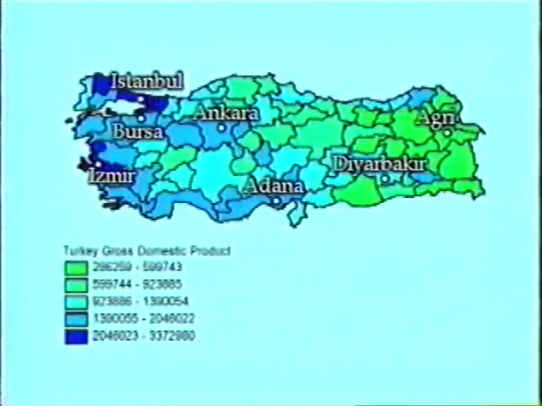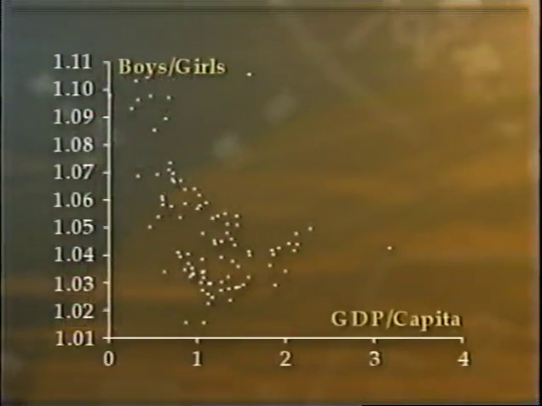The average income level shows considerable variation across Turkish provinces. The correlation coefficient between GDP per person and the sex ratio among 0 to 9-year-olds is minus 0.33. It would appear that the economic development hypothesis is supported by the Turkish data. In more developed provinces, there is less discrimination against girls. This can be seen in the scatter diagram.